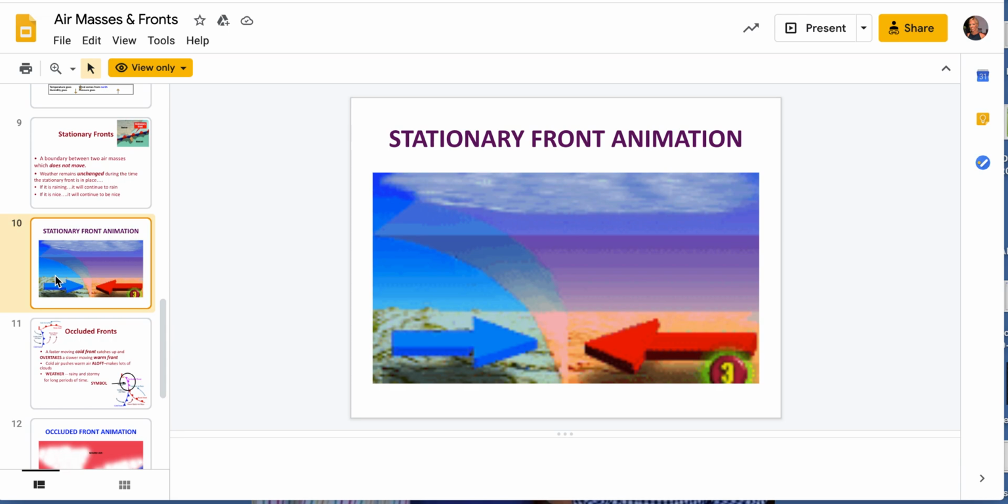So you can see this picture. It's kind of like a brother and a sister. They're fighting, and neither one of them will move. Neither one of them will give it up. They're staying right there. Okay.